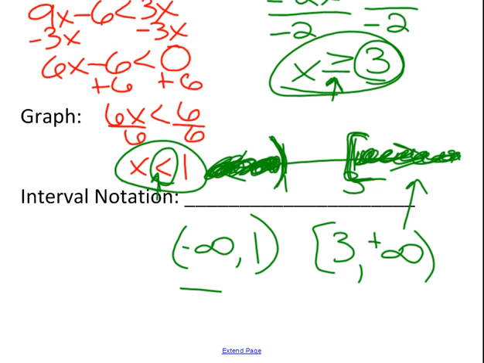Now, since I have two different intervals, we usually put, it looks like a U, but it's not a U. It actually stands for union, but it's not actually a U. Notice it doesn't have that little tail. So it kind of looks like a U, but it's not a U. And we just draw a symbol like that.